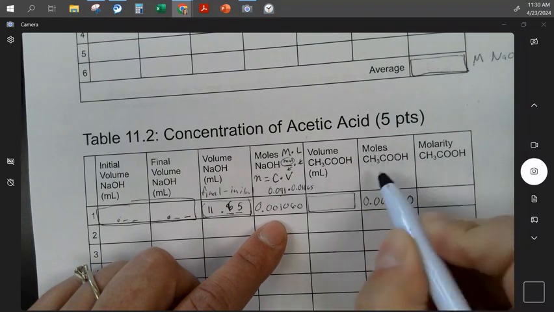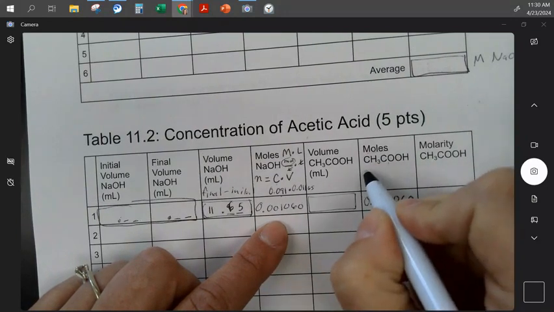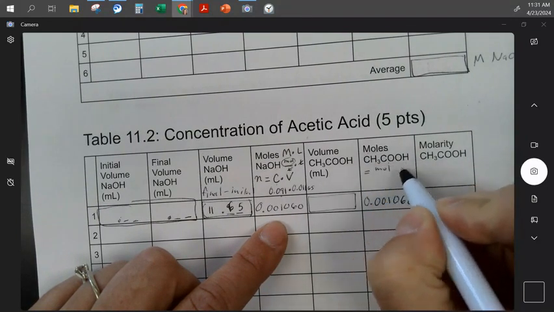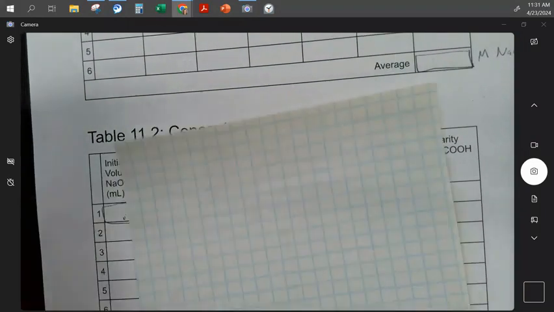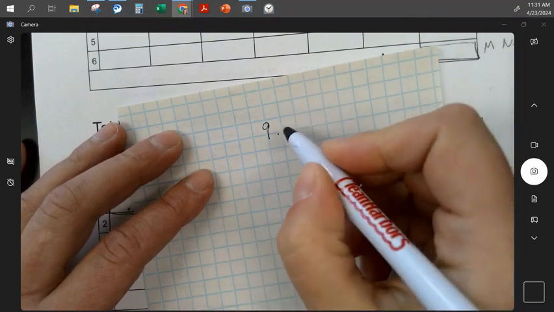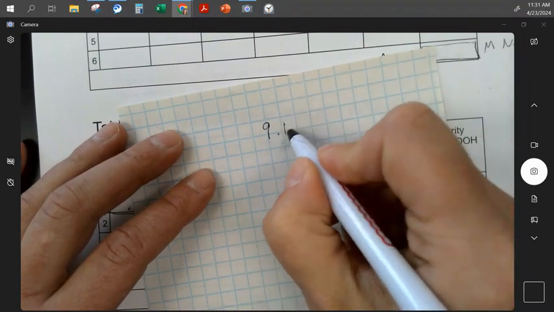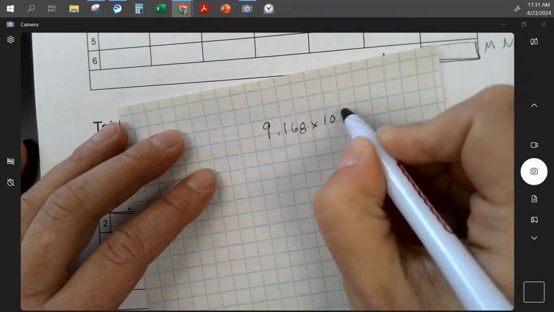And this is moles, and I don't have to put units because it's at the top. Moles is equal to moles of NaOH. Okay, I'm going to pause here. Yes, Wesley. So I got 9.168 times 10 to the, tell me again, 9.168 times 10 to the what? Negative 4.